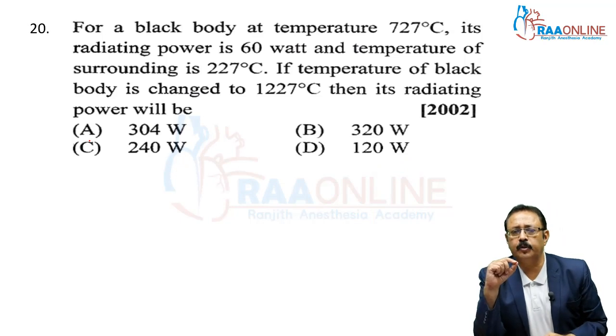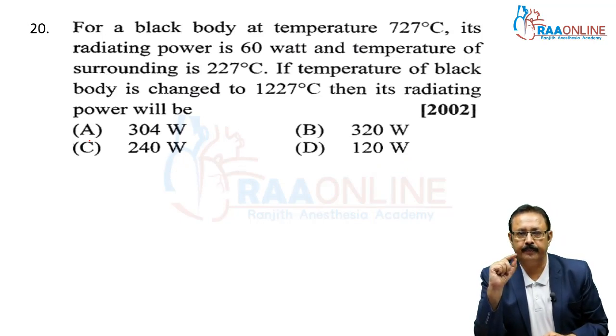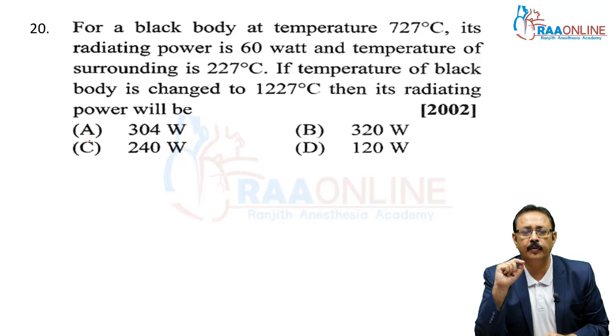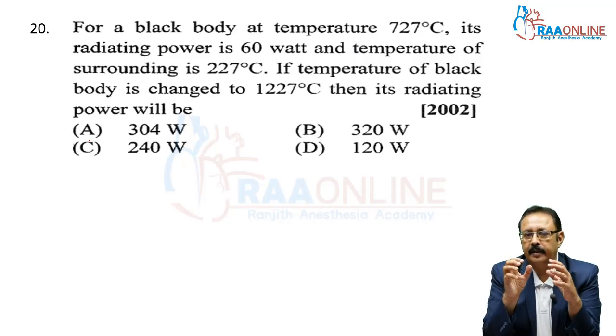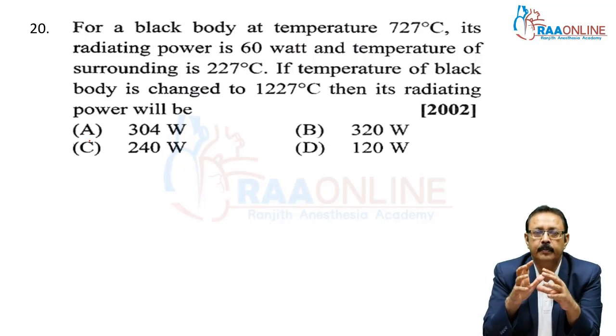Next, it is from 2002 AIPMT. For a black body at temperature 727 degrees centigrade, its radiating power is 60 watt and the temperature of surroundings is 227 degrees centigrade. If the temperature of the black body is changed to 1227 degrees centigrade, then its radiating power will be? Since the temperature of surroundings is given, it means the problem is related to Stefan-Boltzmann law.